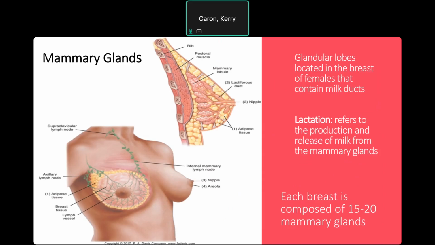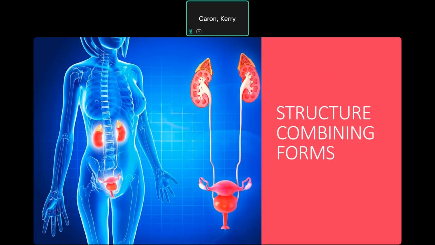In addition to the lower abdominal organs, the mammary glands play a vital role in that they produce milk. So lactation is one of your terms, and that refers to the production and release of milk from the mammary glands. Okay, all right, getting into our term list.